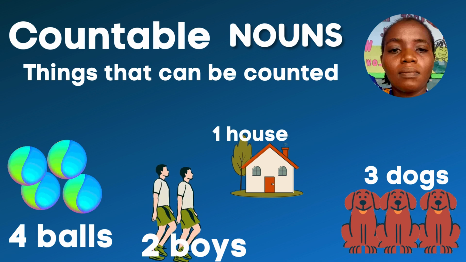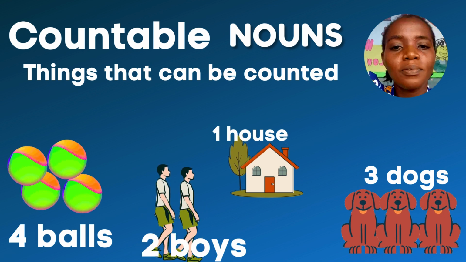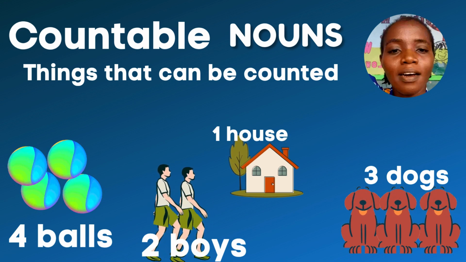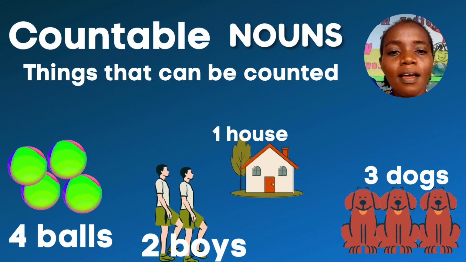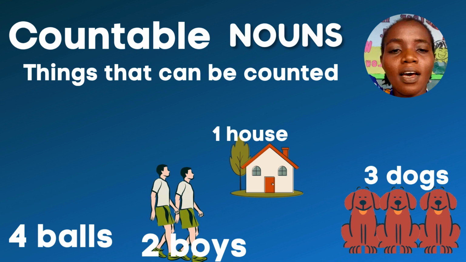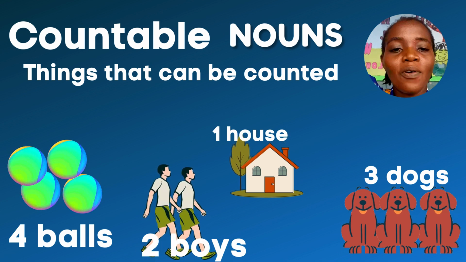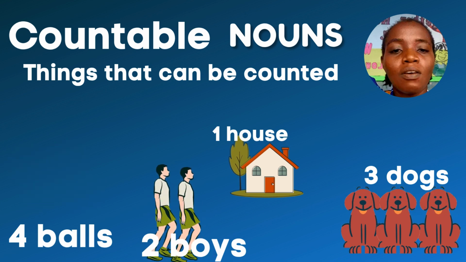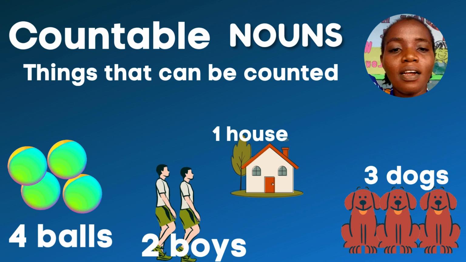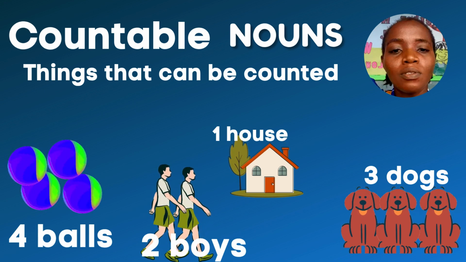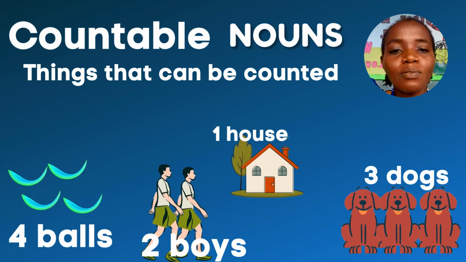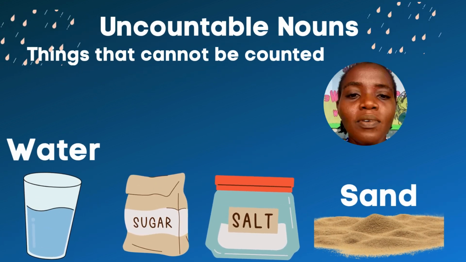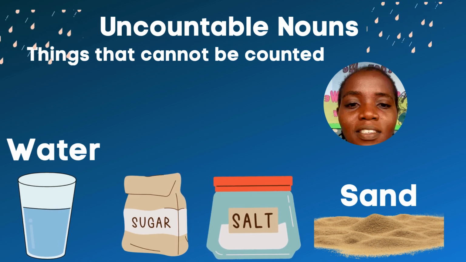What are countable nouns? Countable nouns are things that can be counted. Objects that we can count are referred to as countable nouns. For example, one house, two boys, three dogs, four balls, and so on. All these objects are countable, so they are referred to as countable nouns. Countable nouns are said to be objects that can be counted.